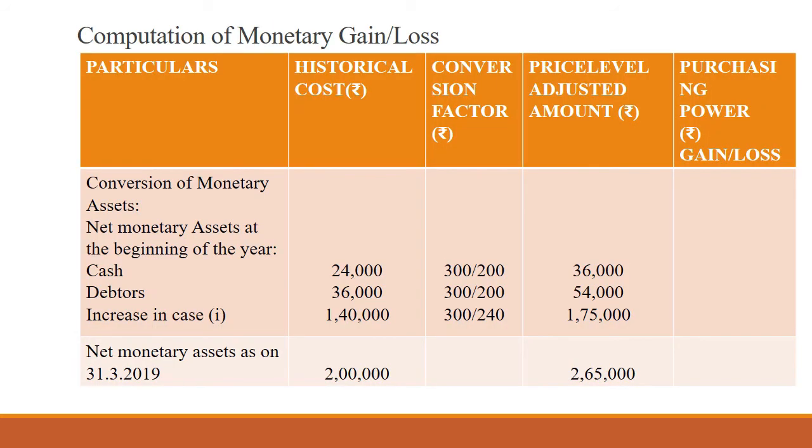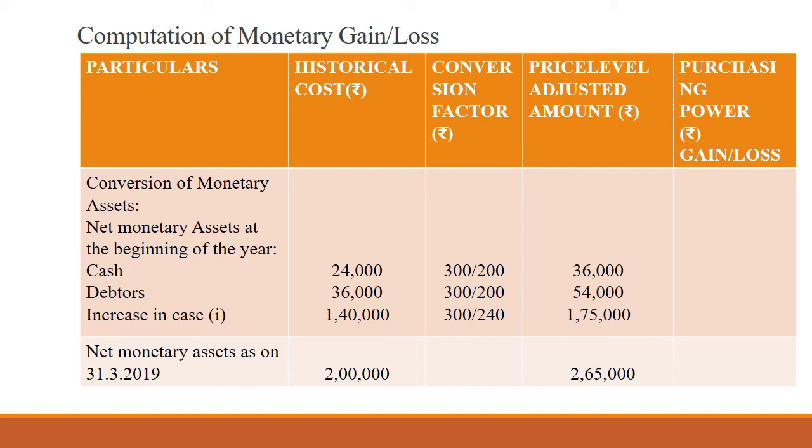Moving on to the computation of monetary gain or loss, we have 5 columns: particulars, historical cost, conversion factor, price level adjusted amount, and purchasing power gain or loss. This statement should be learnt by heart and understood properly. The net monetary asset at the beginning of the year: cash is given, historical cost 24,000. The conversion factor for cash at the beginning is 300 divided by 200, giving 36,000.